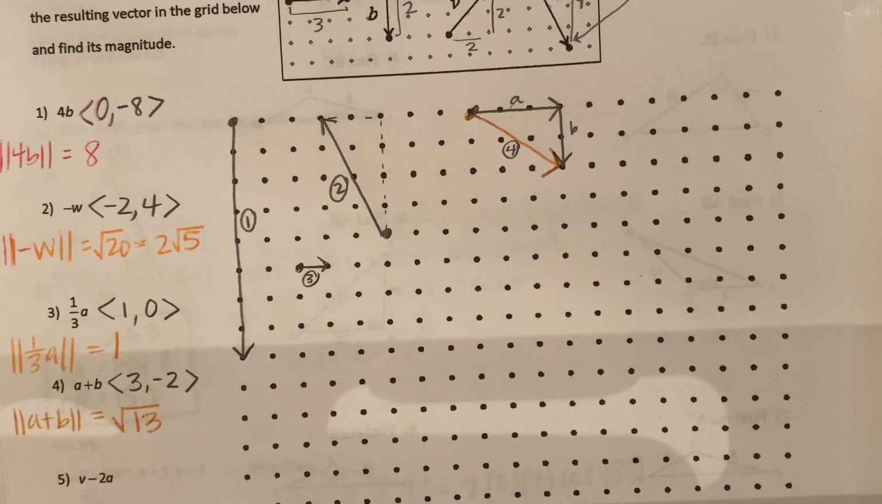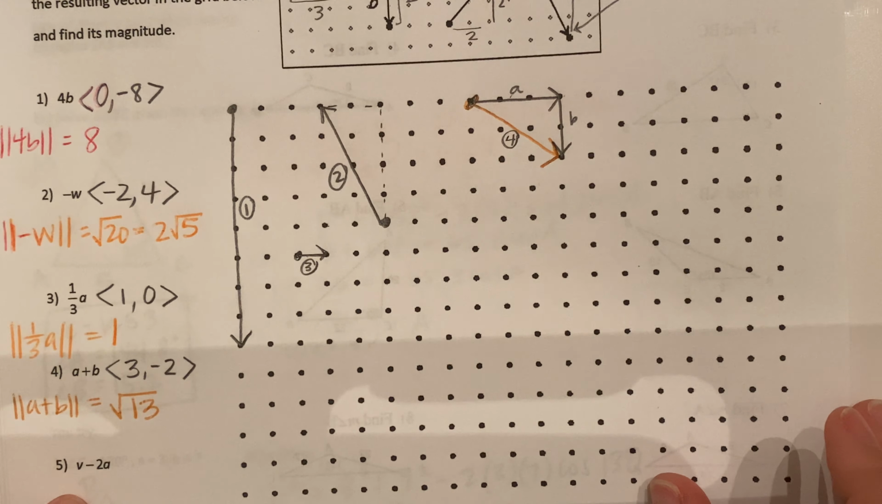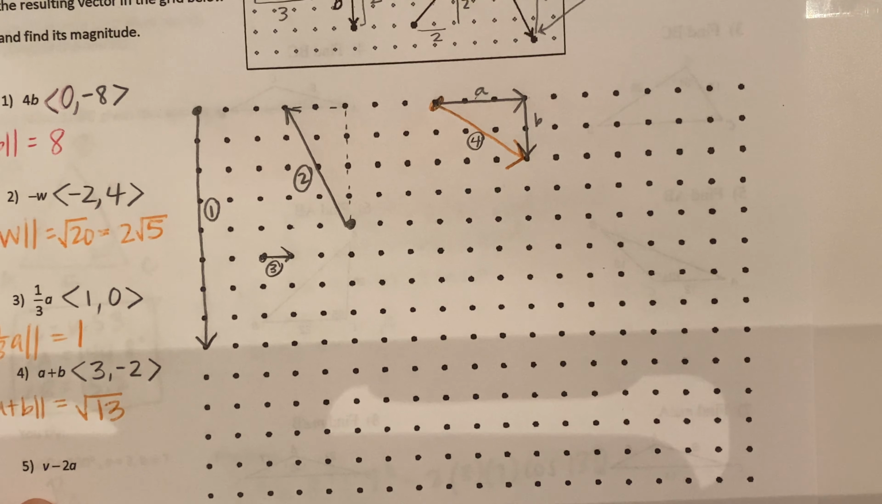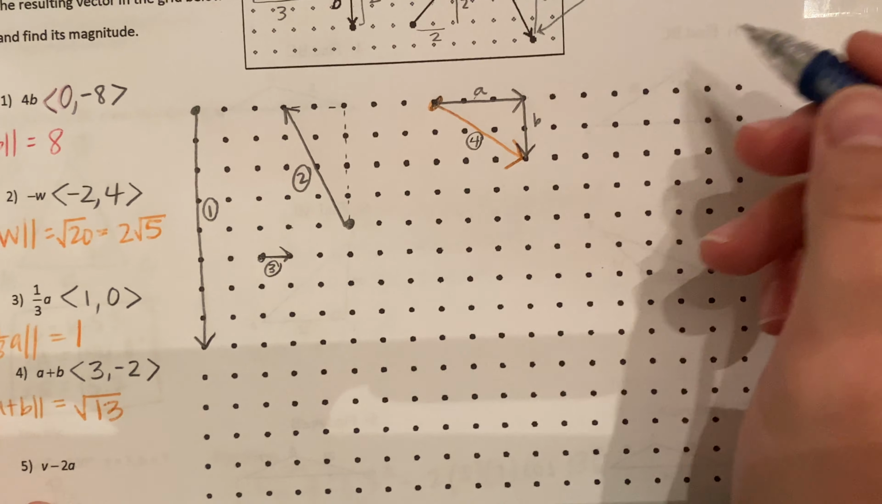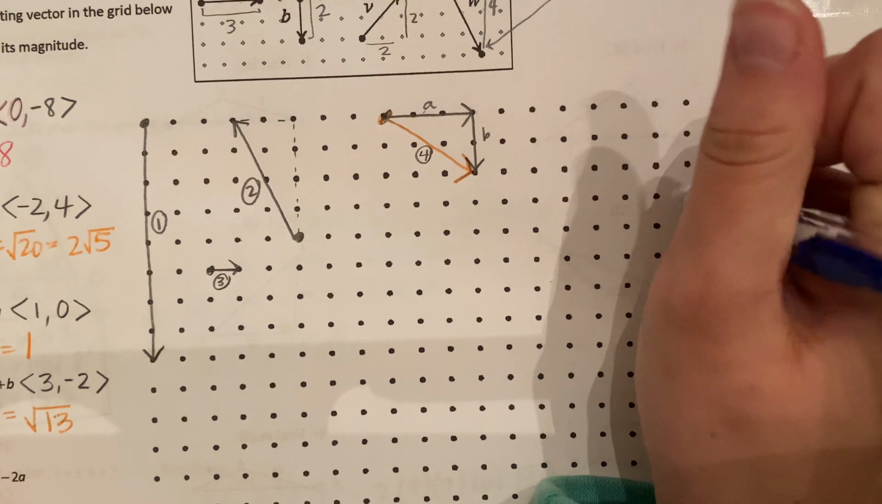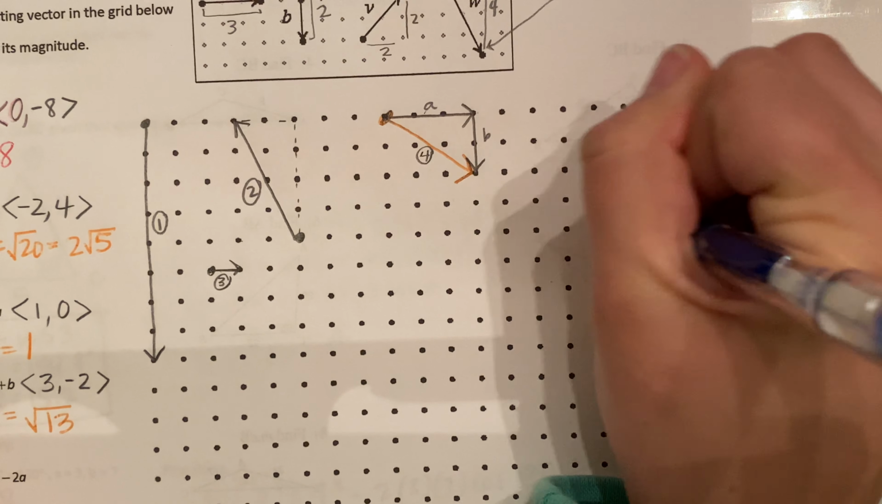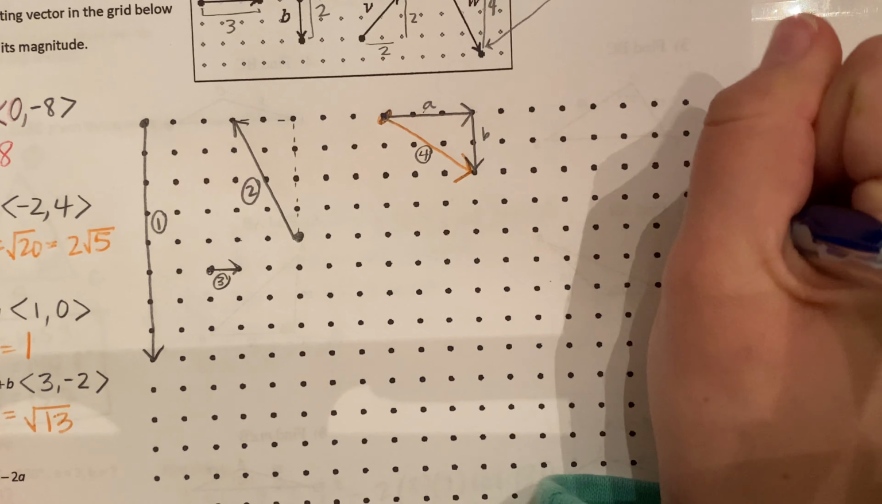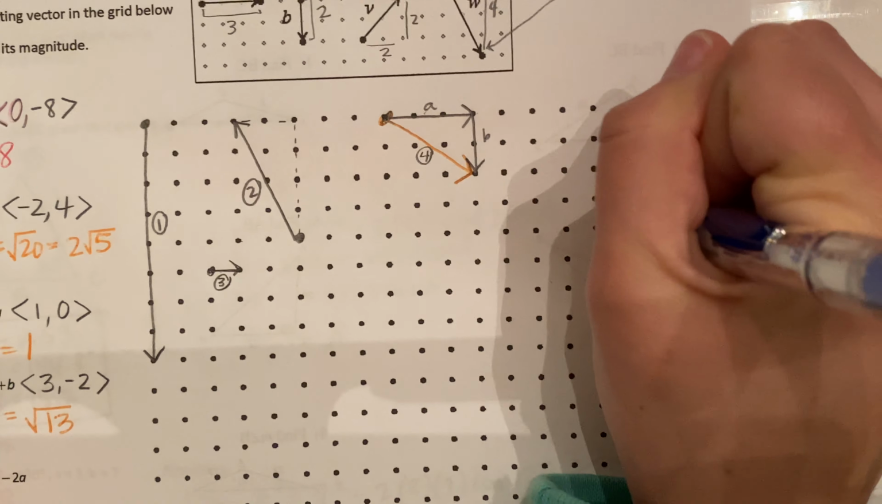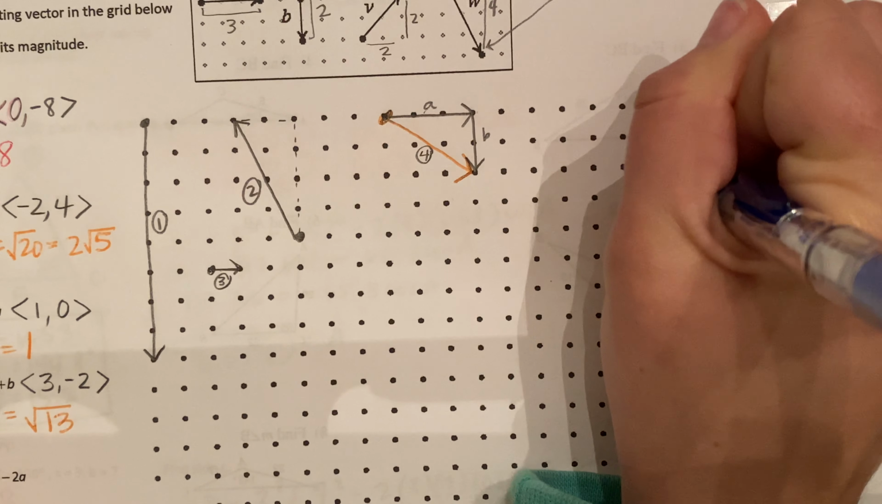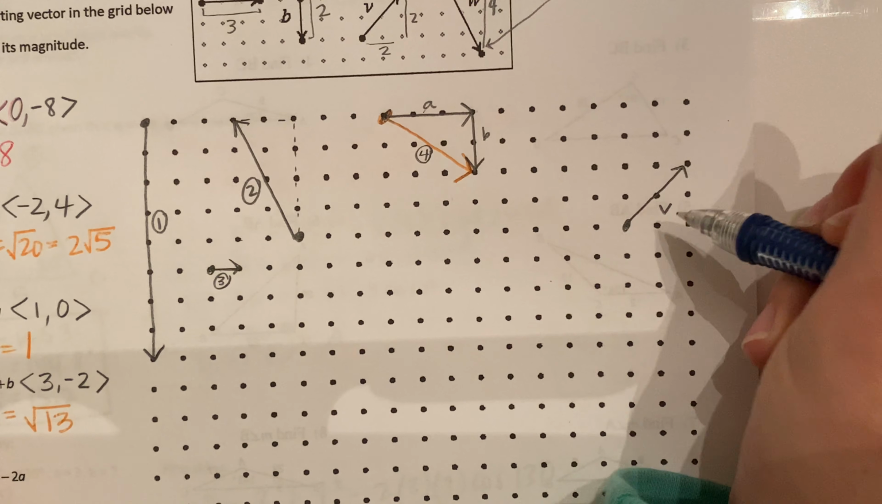Number 5, V minus 2A. So I'm going to start by drawing V. Let's see, where should I put her? Over here. Okay, V, I will go right 2, up 2. So that's like this. There's V.